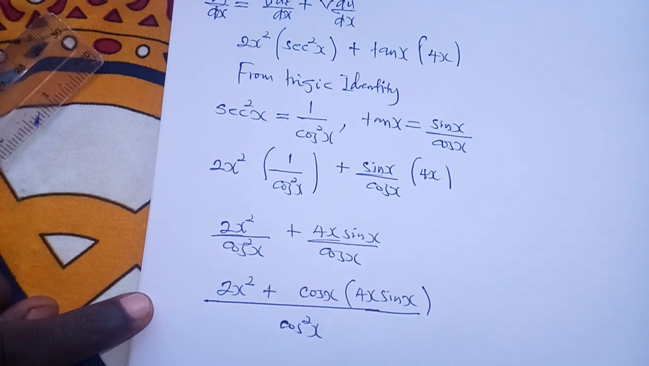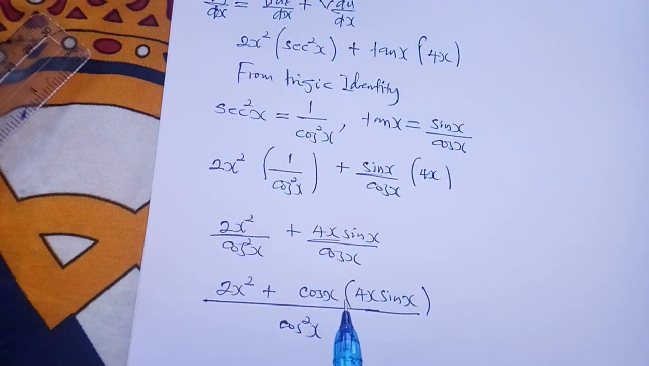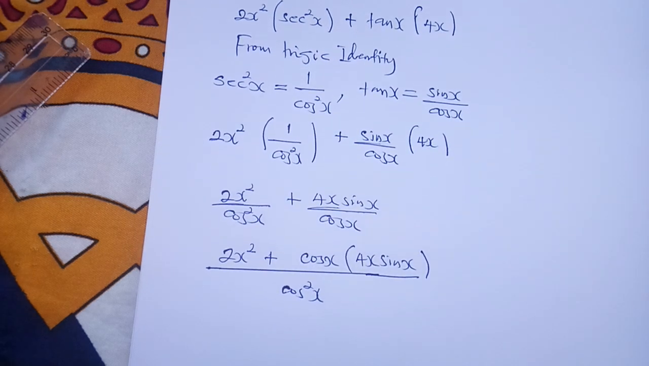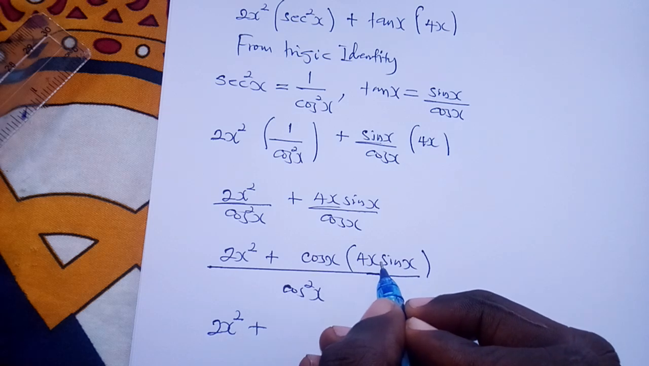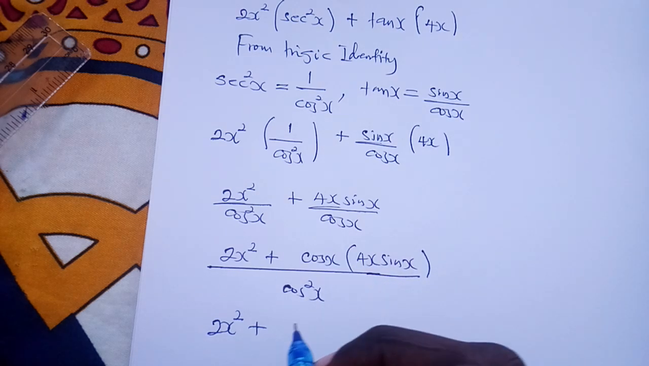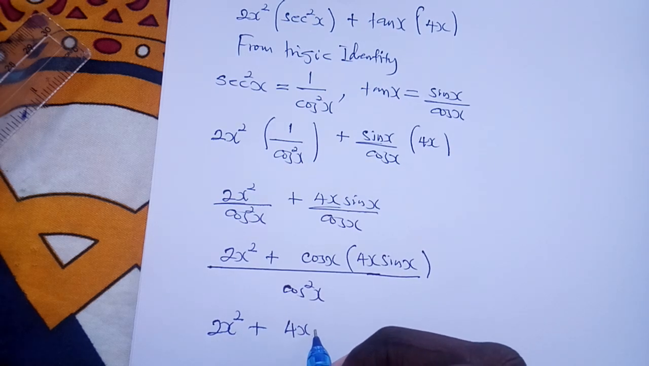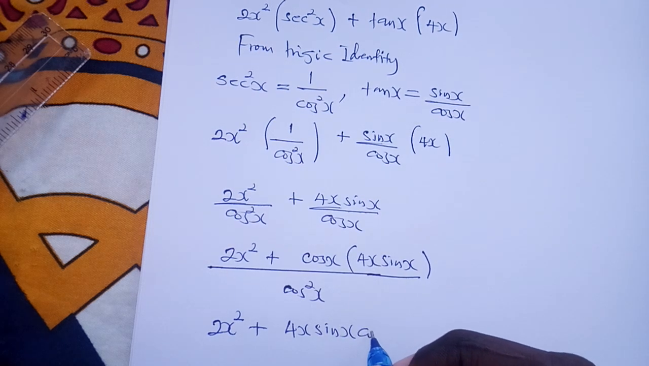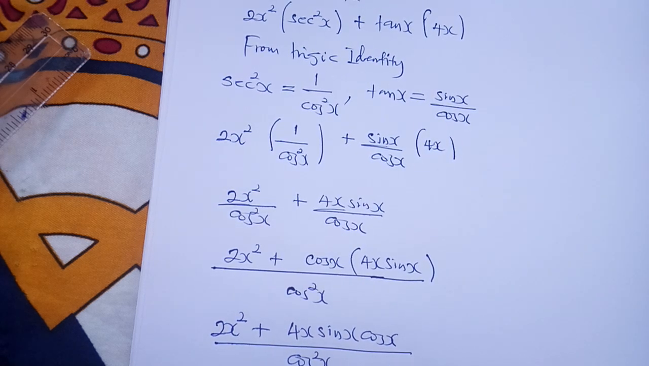Now the next step, we try to simplify. Having gone through this step, we multiply. Now we have 2x square plus, multiplying this one, you are going to have 4x sin x cos x, then everything becomes divided by cos square x.